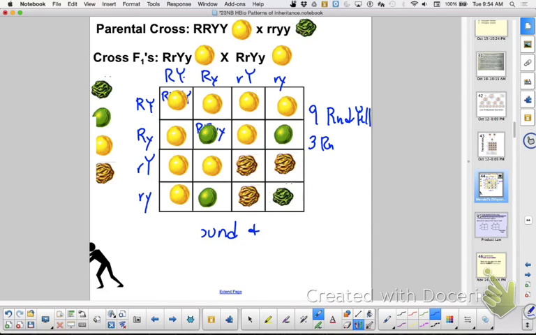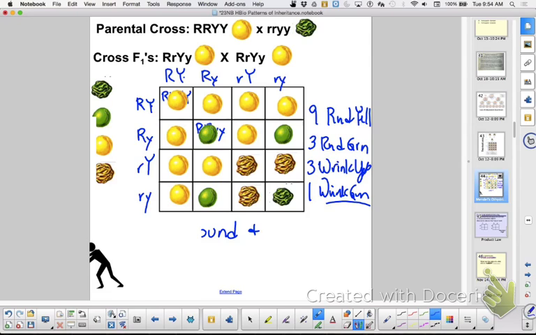Okay, give me the next one. 3 round and green. Give me another one. 3 wrinkled yellow. 1 wrinkled green. Okay. Now, 9 to 3 to 3 to 1, that's the standard ratio when you do a dihybrid cross. 9 dominant, 3 dominant recessive, 3 recessive dominant, and 1 recessive. Do you see that?